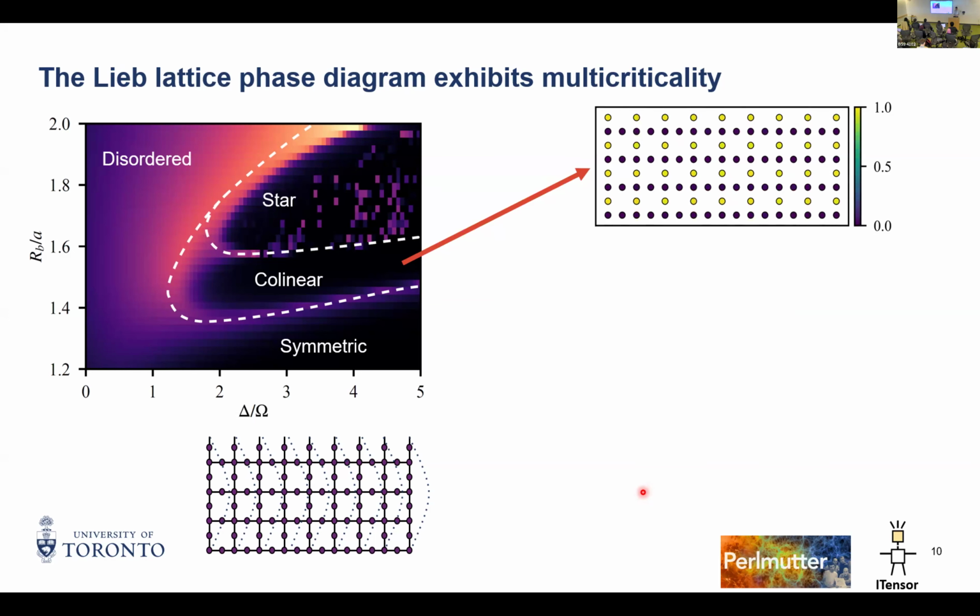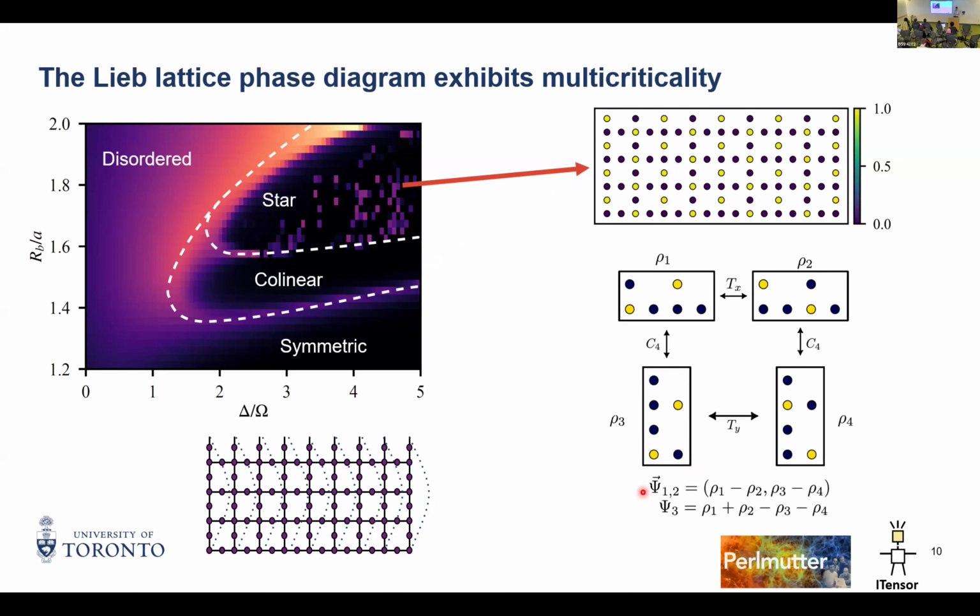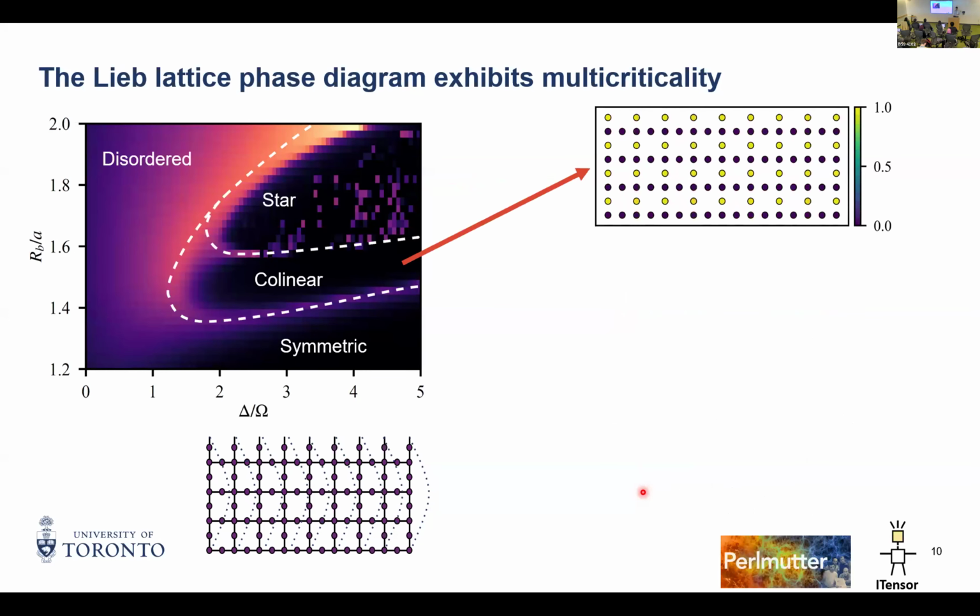Now, if we go back to the collinear phase, I forgot to mention, the star phase not only breaks the C4 symmetry of the lattice, but it also breaks some of the translation symmetry of the lattice, unlike the collinear phase, which preserves that translation symmetry. What that means is that when we go from the disordered phase to the star phase, we have a first order transition because we're breaking all of the symmetries at once. But we can take a different path into the star phase by cutting through the collinear phase, where we first break the C4 rotation symmetry, and then we break the translation symmetry later.